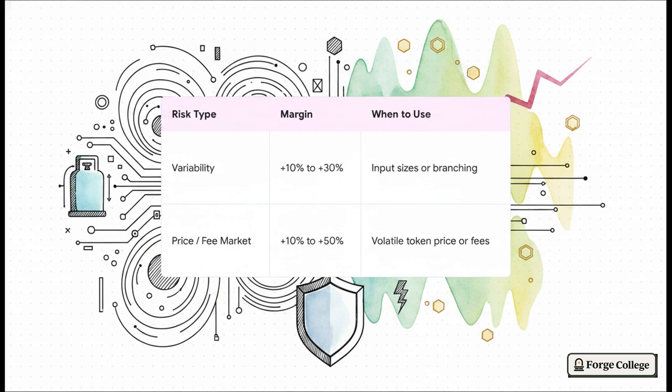Stakeholders need to understand exactly what kind of risk they are funding. If your algorithmic usage or input sizes bounce around a lot, you slap a 10 to 30% variability margin on it. Simple. But if you're dealing with a crazy fee market or native token price fluctuations, you need a price margin of 10 to 50%. Using a breakdown like this turns padding the estimate into a totally transparent, completely defensible risk management strategy.